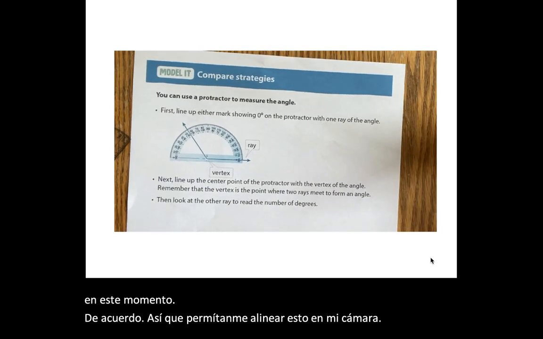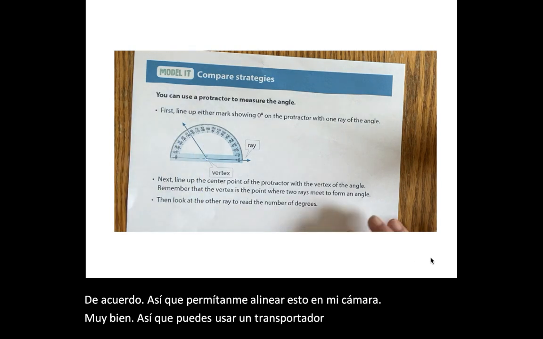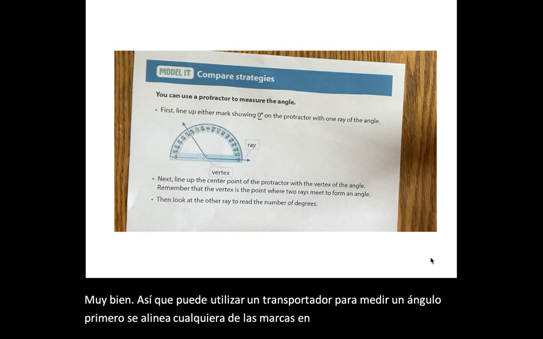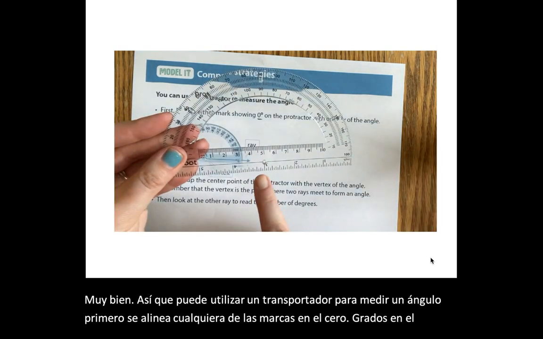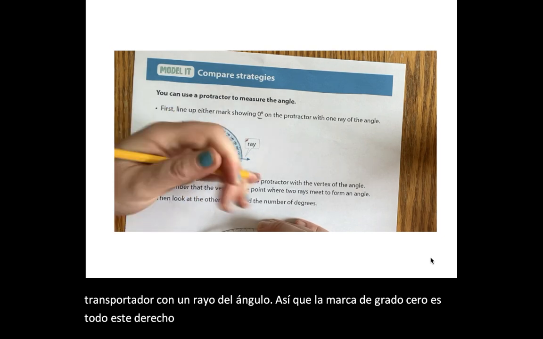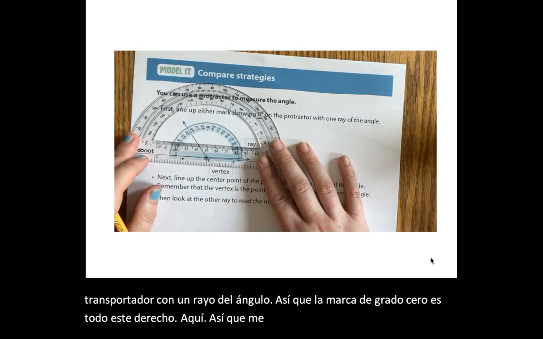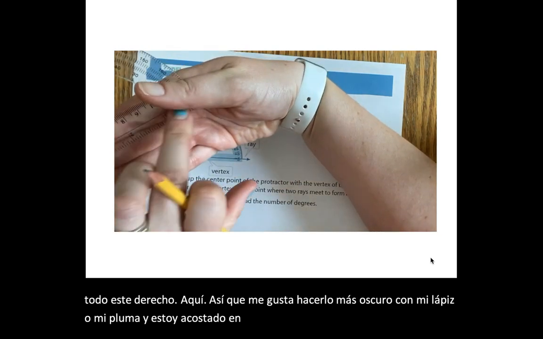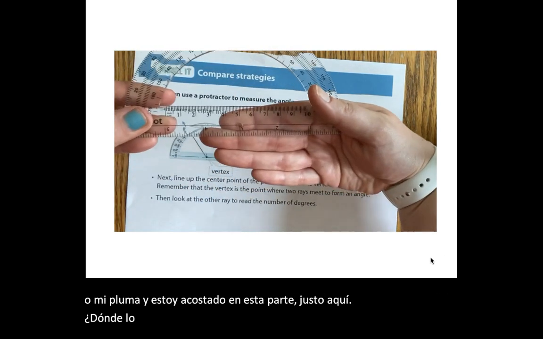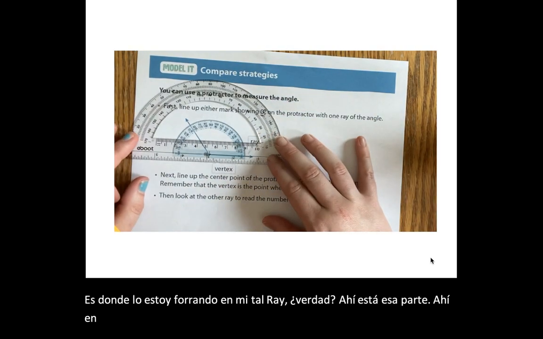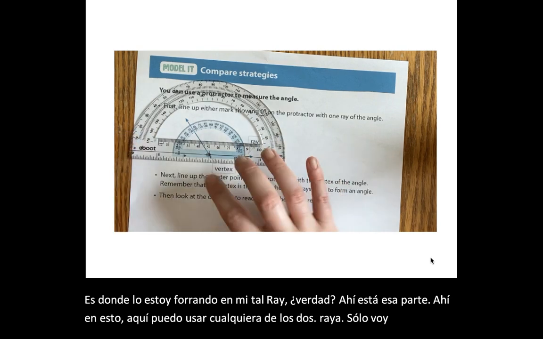All right, so you can use a protractor to measure an angle. First, you line up either mark on the 0 degrees on the protractor with one ray of the angle. So the 0 degree mark is this hole right here. And so I like to make it darker with my pencil or my pen, and I'm lining it up. This part right here is where I'm lining it on my ray. I can use either ray. I'm just going to use the one that's kind of flat right here.